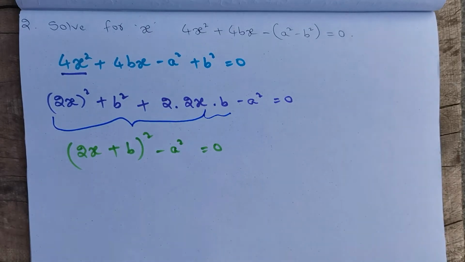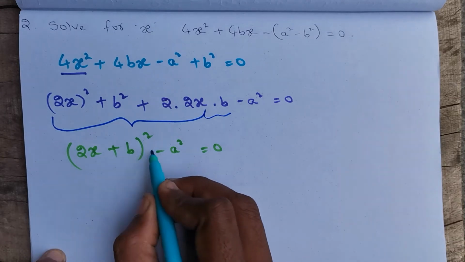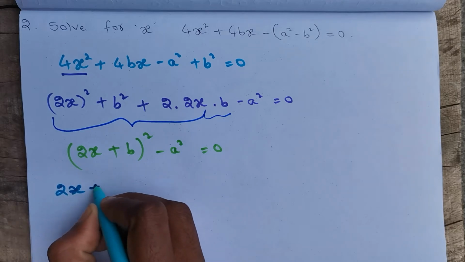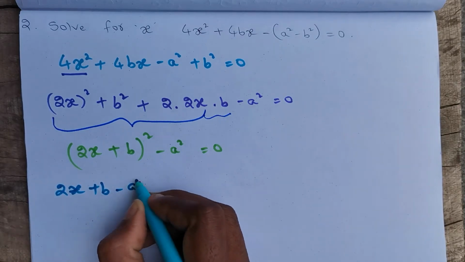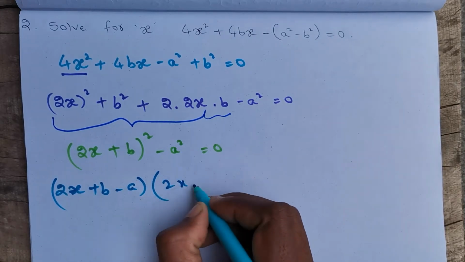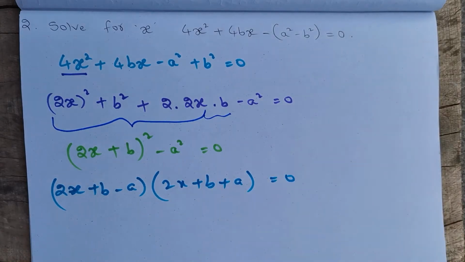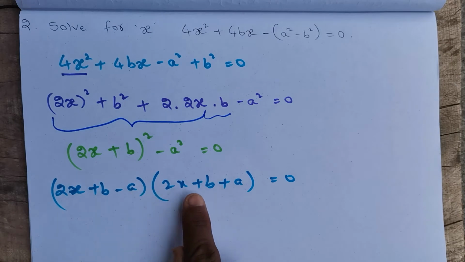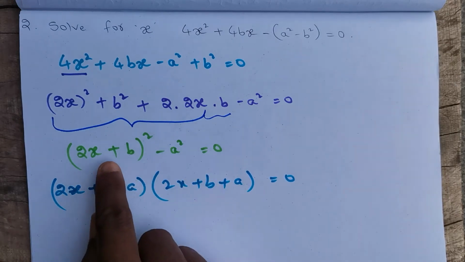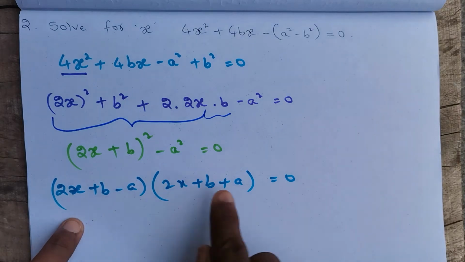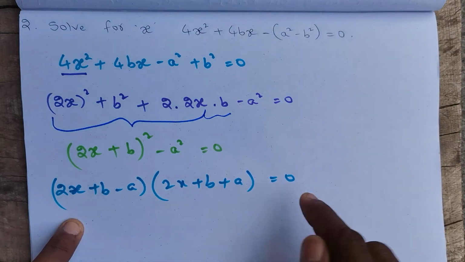So a square minus b square is nothing but a plus b into a minus b. So (2x + b) whole square minus a square can be written as (2x + b - a) into (2x + b + a), which is equal to 0. (a - b) into (a + b) is nothing but the a square minus b square formula. So now make the first factor equal to 0, then the second factor equal to 0.